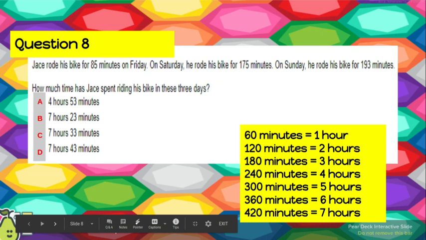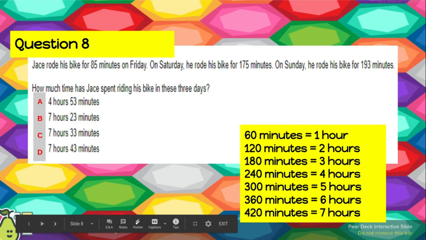Question number 8 says, Jace rode his bike for 85 minutes on Friday. On Saturday, he rode his bike for 175 minutes. On Sunday, he rode his bike for 193 minutes. How much time has Jace spent riding his bike in these 3 days?